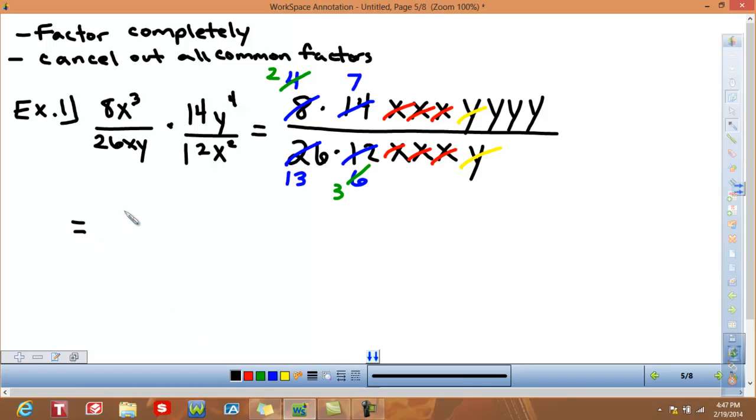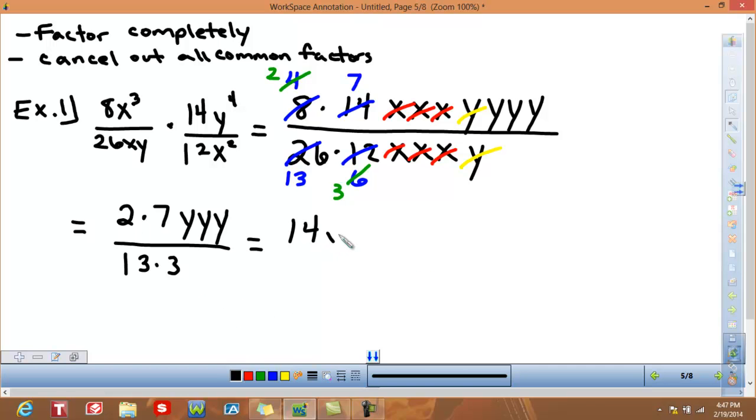We clean this up a little bit, and we have 2 times 7 and 3 y's divided by 13 times 3 and no variables. So I end up with 14y cubed divided by 39, and that is my answer.